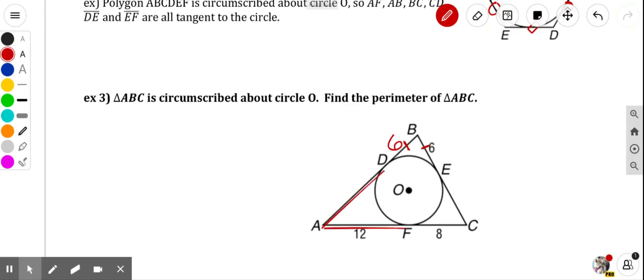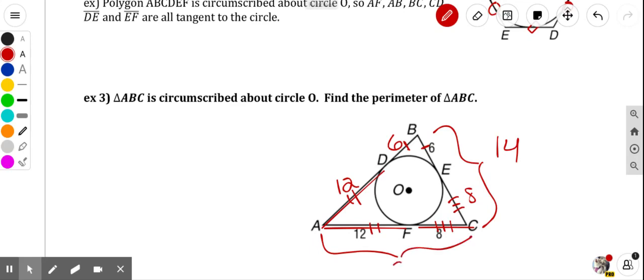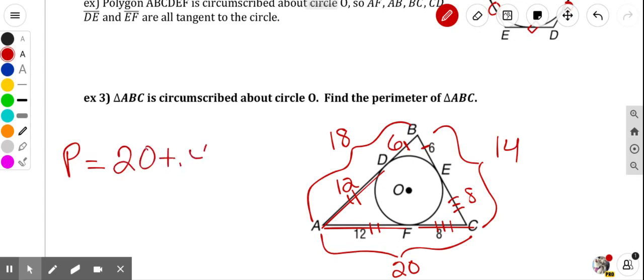AD and AF are congruent. So if AF is 12, so is AD. And then lastly, FC and EC are congruent. So if FC is 8, so is EC. Then it asks to find the perimeter. We just have to add together the sides. This side is 14. This side is 20. And this side is 18. So for the perimeter, you just add 20 plus 14 plus 18, and all together it will give you 52 units.